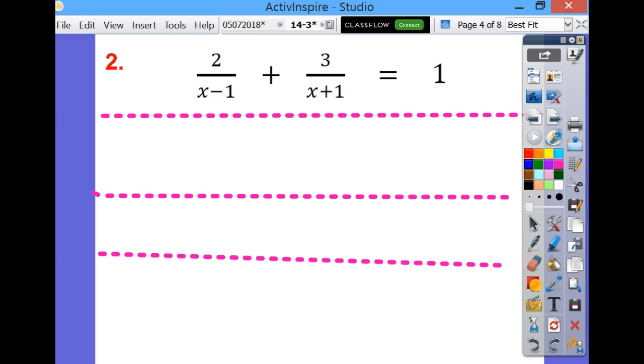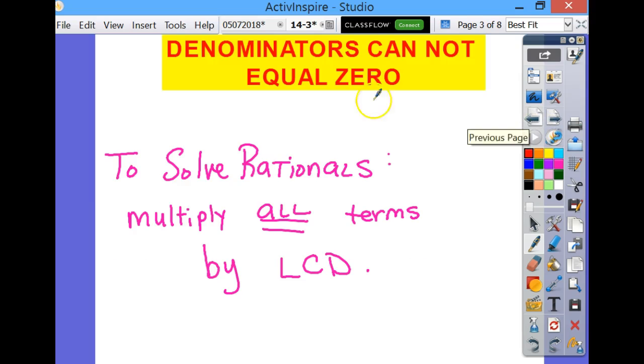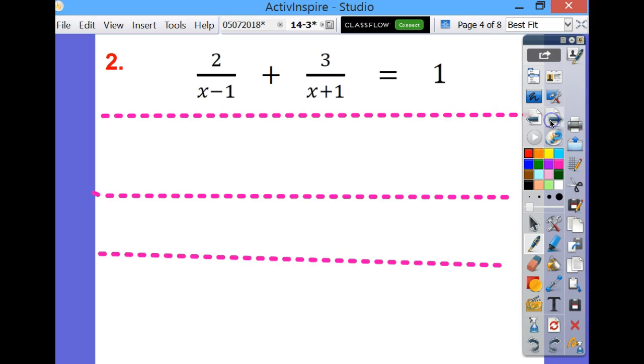This is problem number 2 on your ISN paper. The first thing you have to do is find the common denominator, preferably the least common denominator. Oh, wait, stop. I need to do this so I don't forget. Before I start solving, I'm going to figure out what the denominator cannot be equal to, because the denominator cannot be equal to 0.